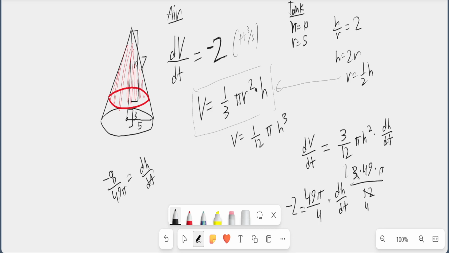So that means the height of our, I think this is called a, okay, I don't know what that shape is called, of the water. But anyways, that means the height of the water is growing by the same amount. It's growing by 8 over 49 pi, and it's growing in feet per second. The reason we know it's feet per second is because our units are in feet and seconds.